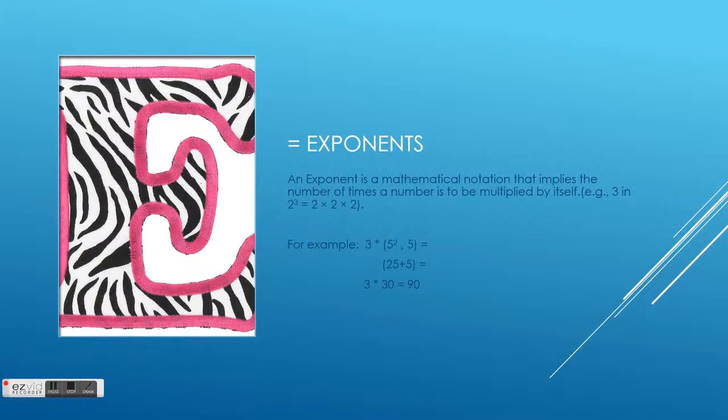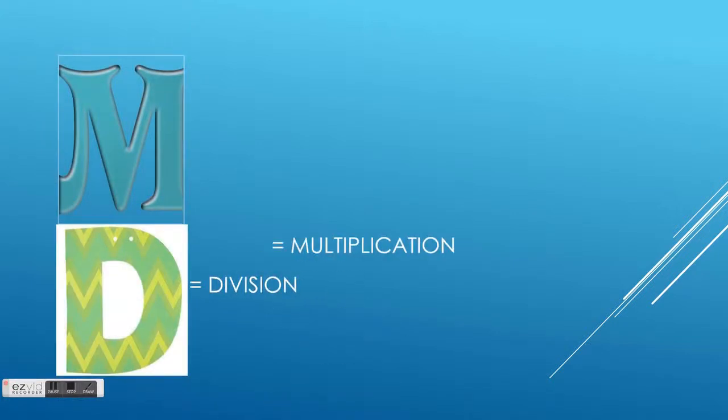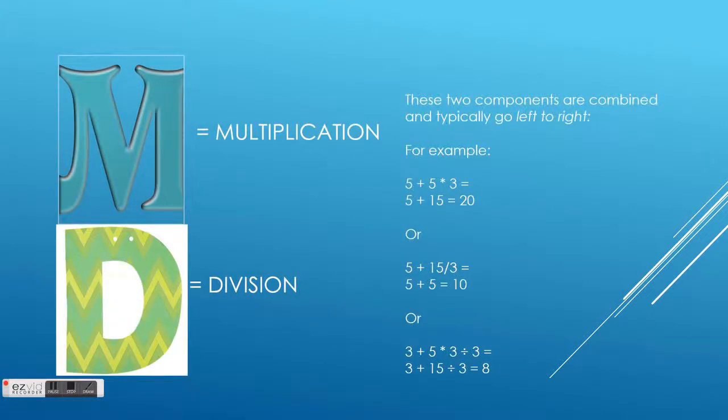Take another example, just like the one we had on the first screen: 3 times parentheses 5 squared plus 5 close parentheses. You do what's in the parentheses first, you follow the P, and then you've got 5 squared, so you've got your exponent. 5 squared is 25, so 25 plus 5 equals 30. So your equation is really 3 times 30 equals 90. So we've covered our P and our E.